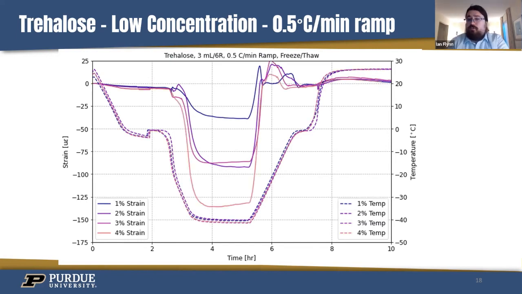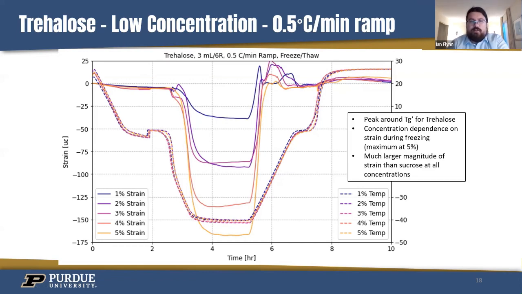Up to 4%, following this exact same trend, increasing our strain during this freezing, with a shoulder around our glass transition and a peak around negative 22. Up to 5%, where again we're losing our peak around our glass transition, have a peak around negative 22, and our strongest amount of strain during this freezing as we saw before. But most notably, this is almost double the amount of strain that we saw for sucrose, where they're usually considered about similar, but trehalose is imparting much more stress on the vial here.